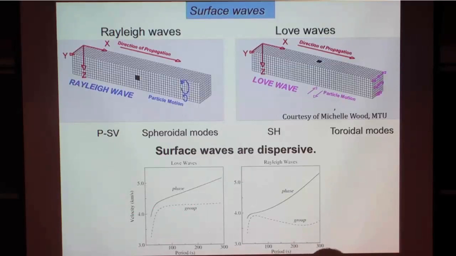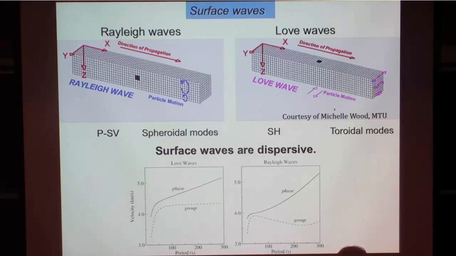And as you can see, according to the period, you have different phase and group velocities. It is due to the dispersion properties of surface waves. And you can understand that when you consider very long period surface waves corresponding to very long wavelengths, for example, at 200 seconds, you have about 4.5 km/s, so you have a wavelength of about 900 kilometers.